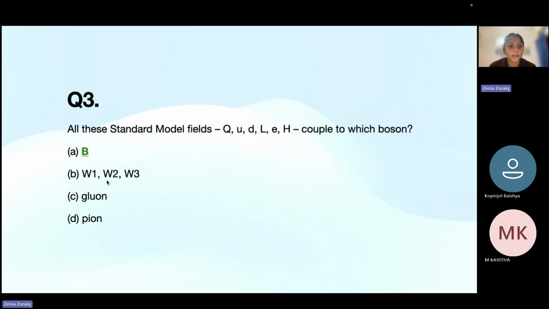Pion is different. W1, W2, W3 are what comprise the weak force before the symmetry breaking. Remember, the weak force only acts on the left-handed parts. So it's only B, which is the hypercharge, the U1 part of SU2 cross U1. Only B acts on all of them. All of them have some value of the hypercharge.